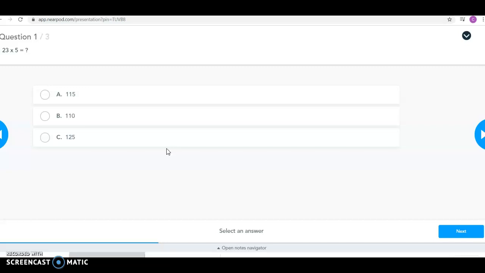Were they able to multiply a 1 digit by a number up to 4 digits, and were they able to multiply a 2 digit by a 2 digit?